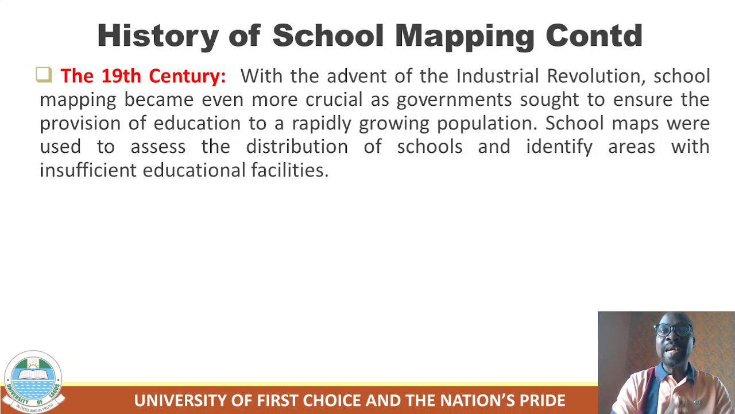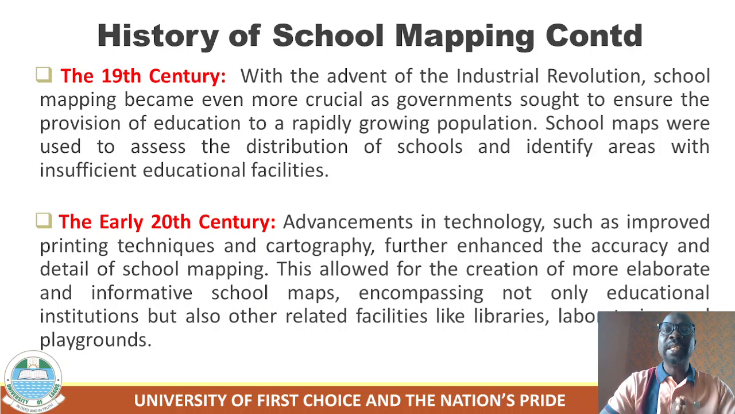And with that, government now saw the need for effective school mapping so that we can make education available to the rapidly growing population. So at that time, school maps were used to assess the distribution of schools, to identify areas with insufficient educational facilities.